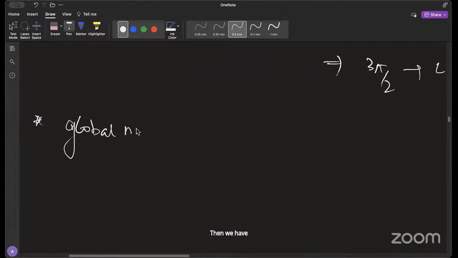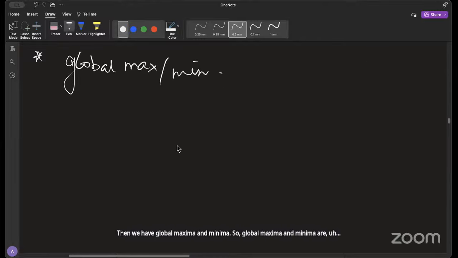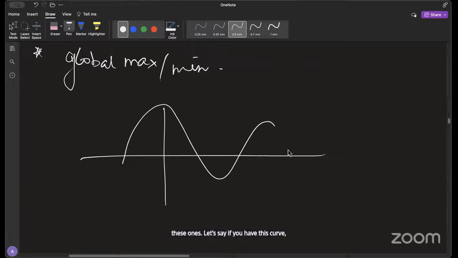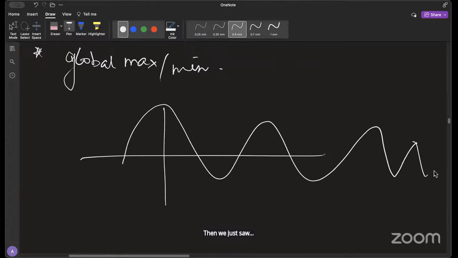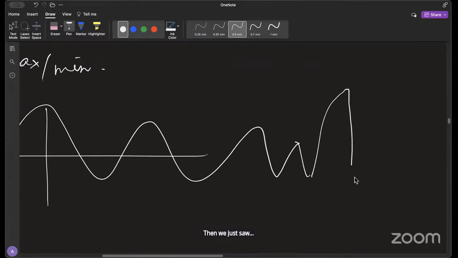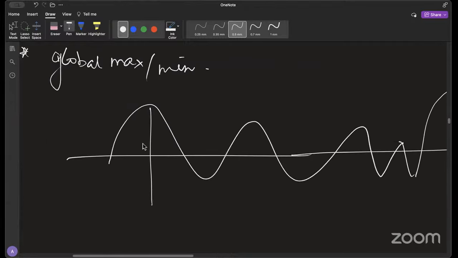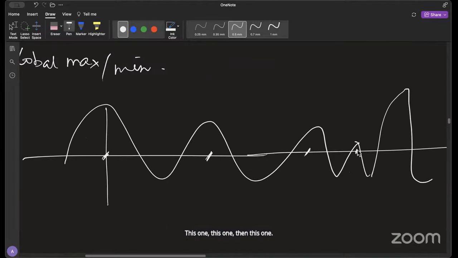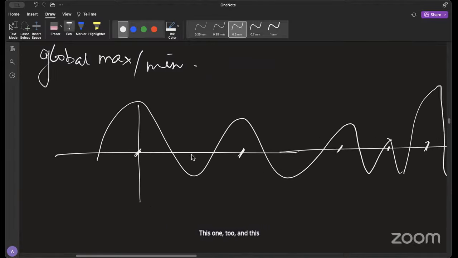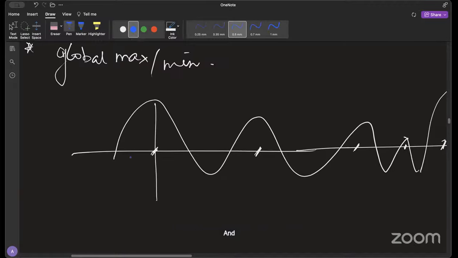Then we have global maxima and minima. So global maxima and minima are these ones. Let's say you have this curve, then we just saw that these were local maximas. This one, then this one too, and this one too. These were local maximas, and these were local minimas.